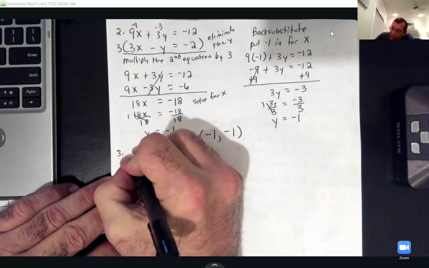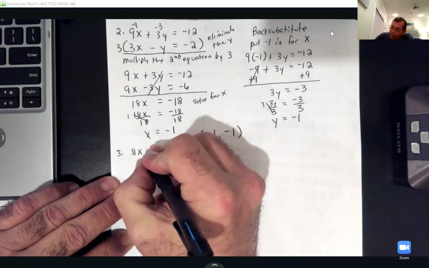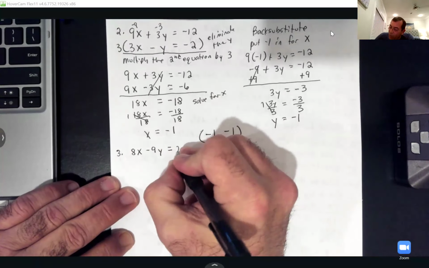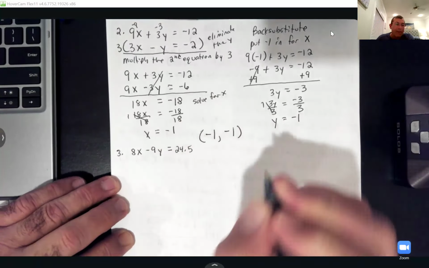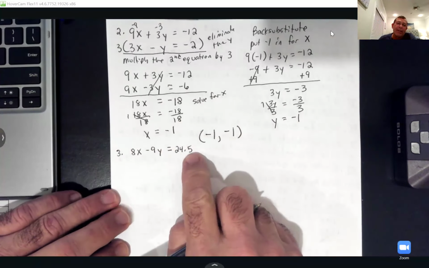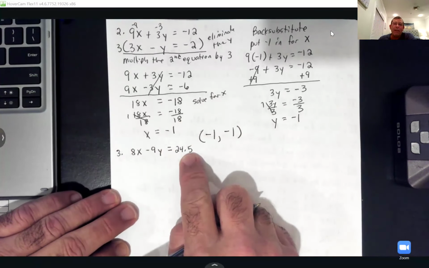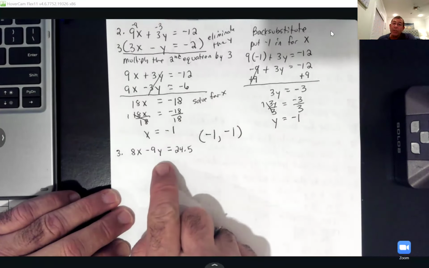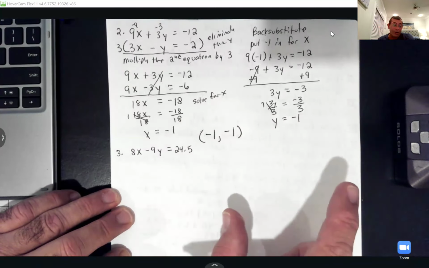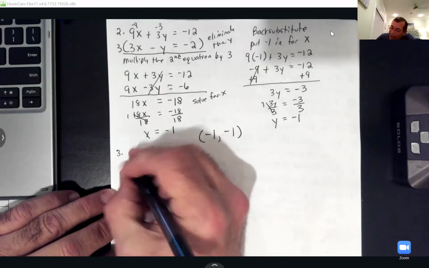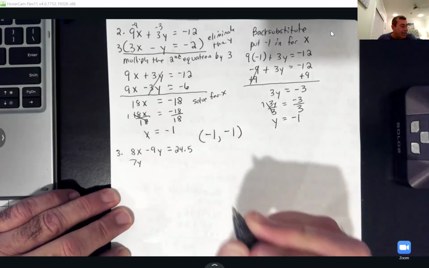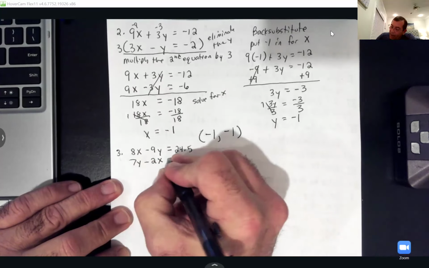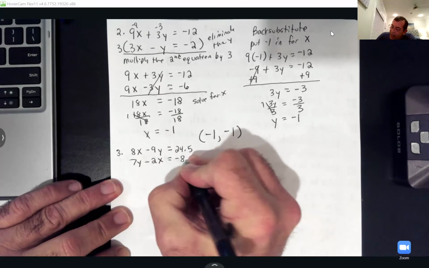All right, y'all. This one starts out with an 8x minus 9y equals 24.5. And that's why I'm going to show them on the calculator, because sometimes I don't like decimals. And if I don't like messing with decimals, I'm just going to punch it on the calculator. But I'm going to do this one by hand to show you how fun they are. And then we'll play with that calculator. All right, second equation, 7y minus 2x equals a negative 8.5.